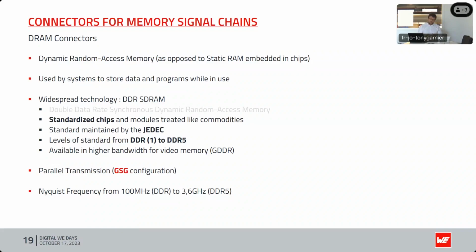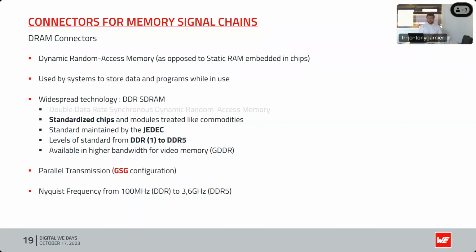The biggest challenge in this is to have a high throughput. So the widespread technology is double data rate SDRAM. It's a standard maintained by the JEDEC that goes from DDR1 to DDR5, and there are separate standards for graphics memory, GDDR, that has an even higher throughput.